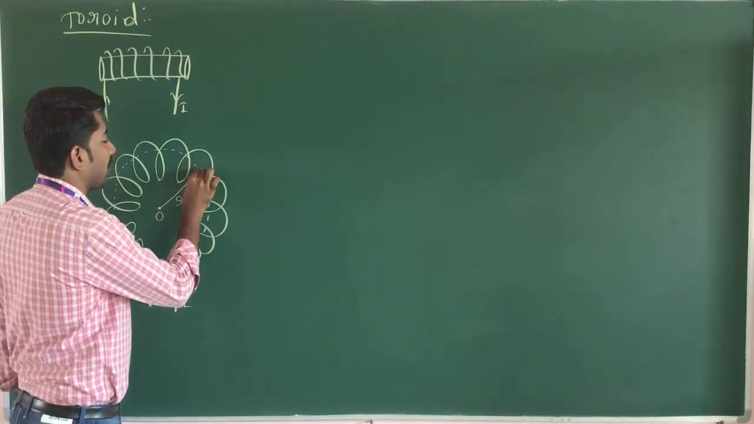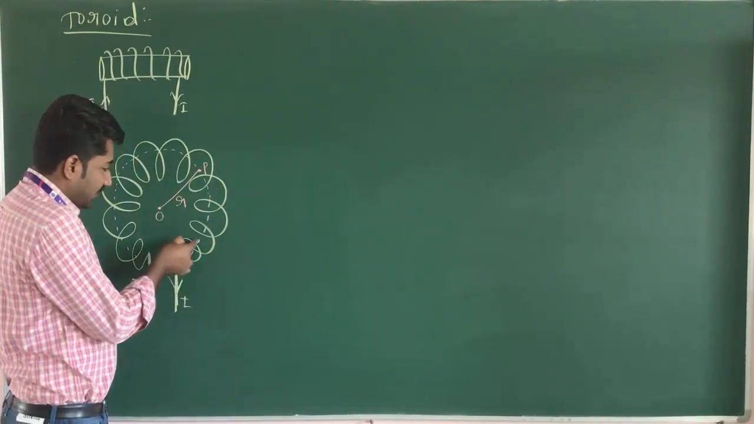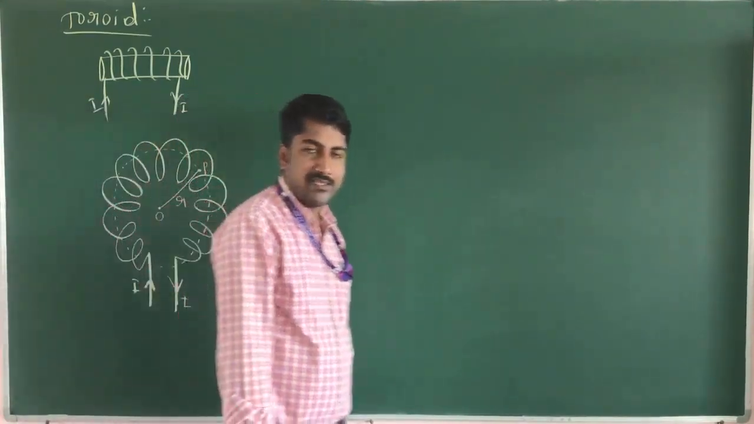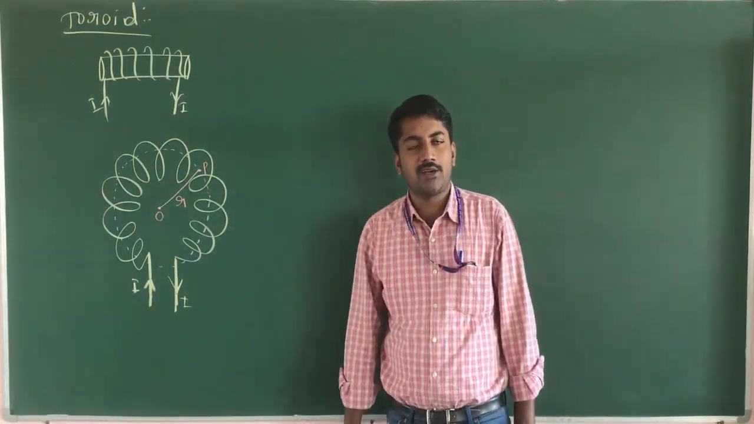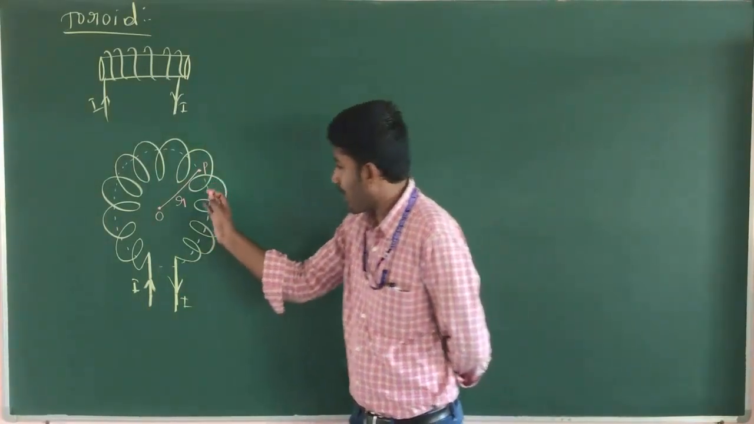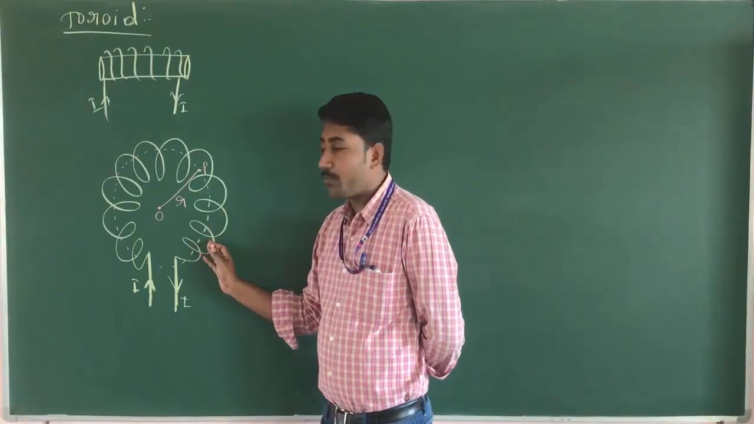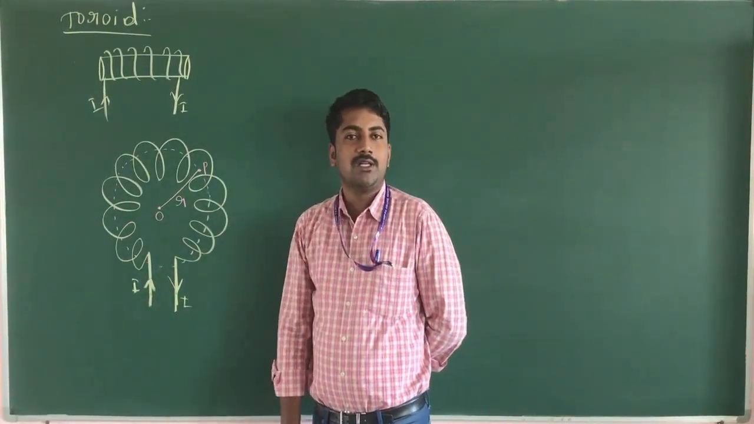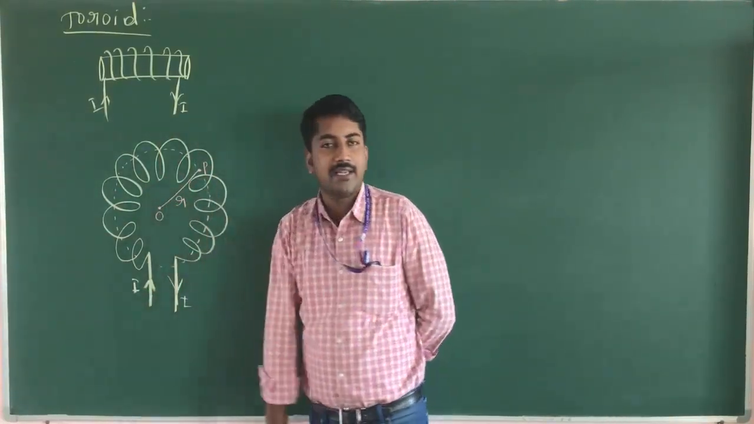Now I am going to find the magnetic field at a point P. Here, this dotted line indicates the Amperian loop. Amperian loop means it is a closed ring or closed path around the current carrying conductor. It is an imaginary path. The closed loop around the current carrying conductor is called the Amperian loop.